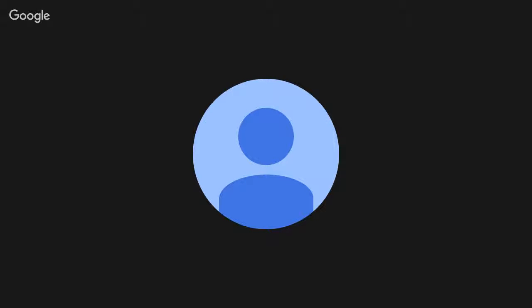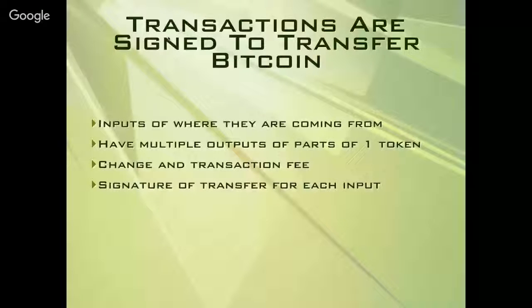It's about how you get this public key. To sign to transfer the Bitcoin, what are you going to need to do that? Well, you're going to have inputs. They're called inputs. Where are the Bitcoin coming from? What addresses do they live at now?